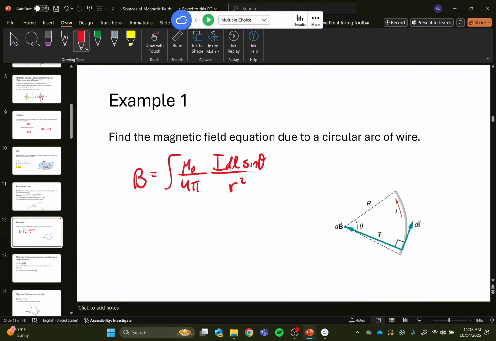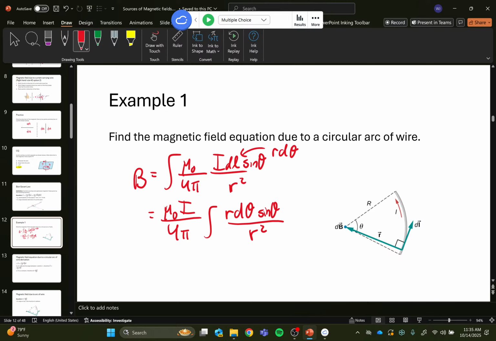All right, this one's going to be really easy for us to solve, believe it or not. Mu naught over 4 pi, it's a constant, gets pulled out. I, that's a constant, that gets pulled out. We're finding the magnetic field due to this wire. So, mu naught I over 4 pi integral. We're going to do the same trick we've been doing every single time we have an arc of wire. We're going to change dl to r d theta. We've done this a bunch of times now. dl equals r d theta. R d theta sine of theta over r squared.